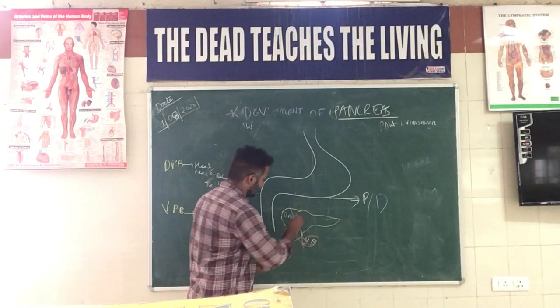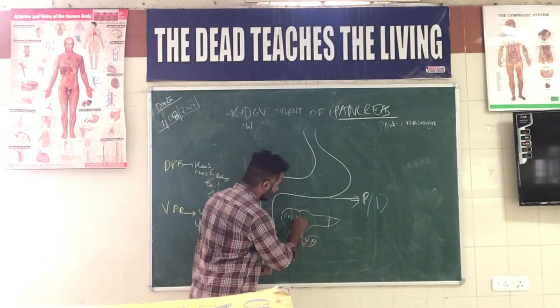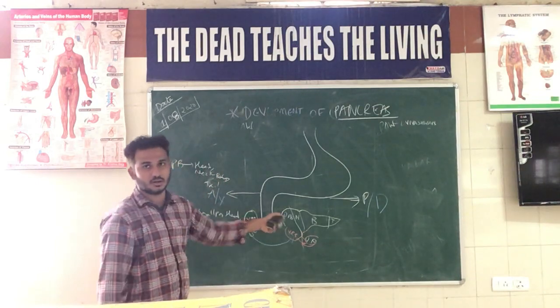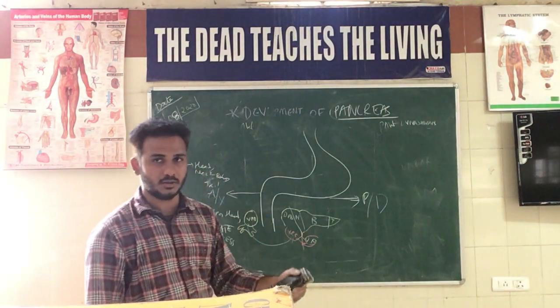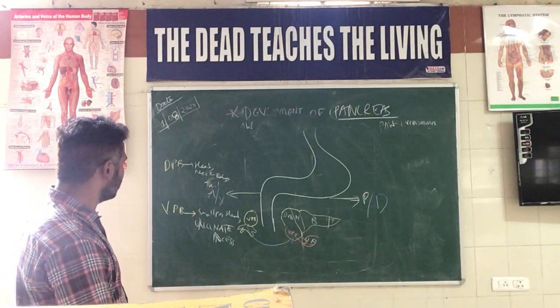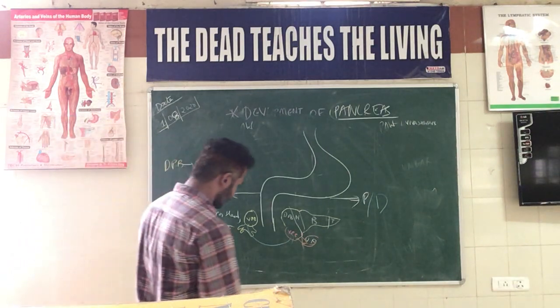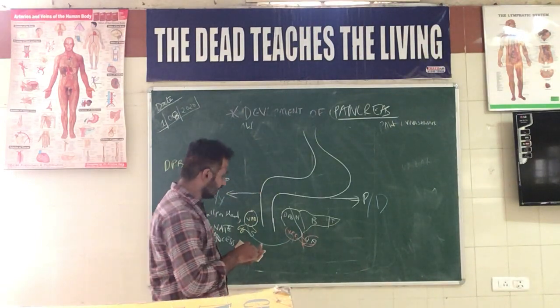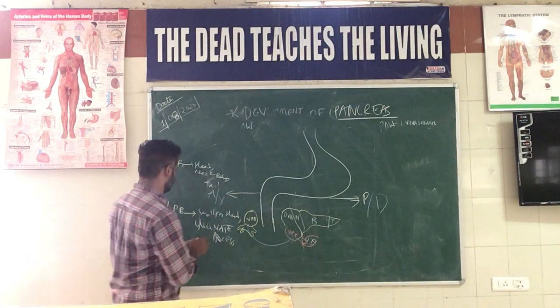Then we have some other structures like the neck, body and the tail of the pancreas, all of which are developed from the dorsal pancreatic bud. So this is about the development of the pancreas. Here I would like to discuss some of the developmental anomalies of the pancreas.